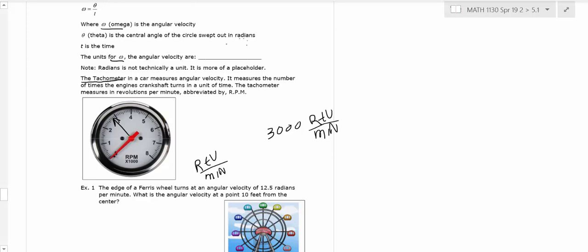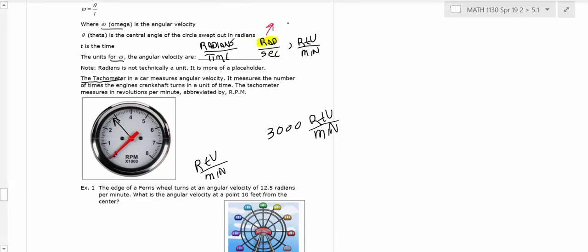Okay, a couple of things I want you to write down. The units for angular velocity generally are radians per unit of time. So most of the time we'll say radians per second maybe, and sometimes we even say revolutions per minute. But the typical thing is radians per second, radians per minute, that kind of thing. And as I go through this, radians is not really a unit, it's a placeholder. And I'll talk about that as we go.